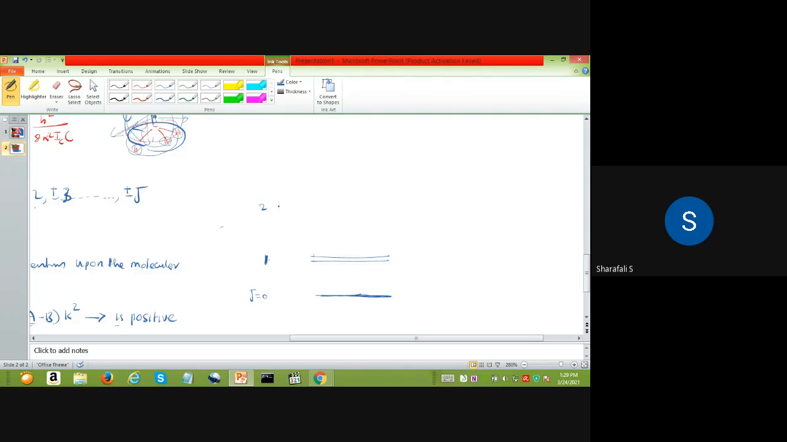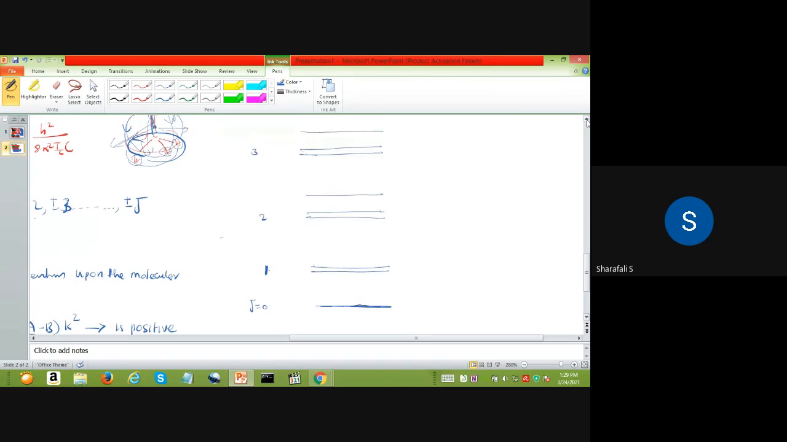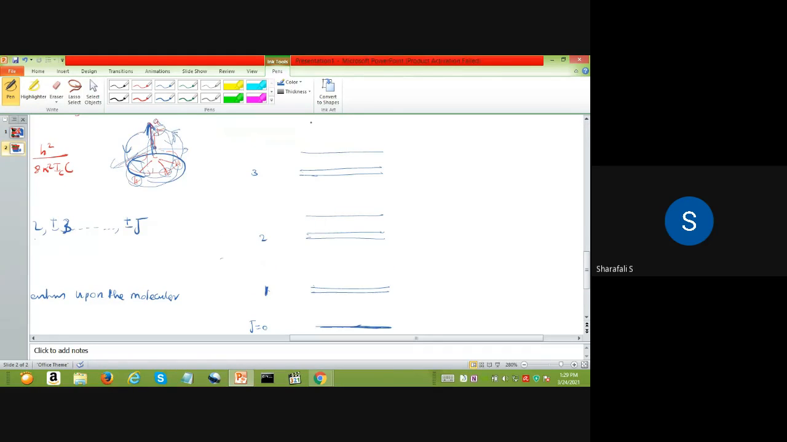Then we have J equal to 2. We have three different energy levels. Consider J equal to 3. Then we again have different energy levels. These two are very close to each other. The next one will come here. One more.